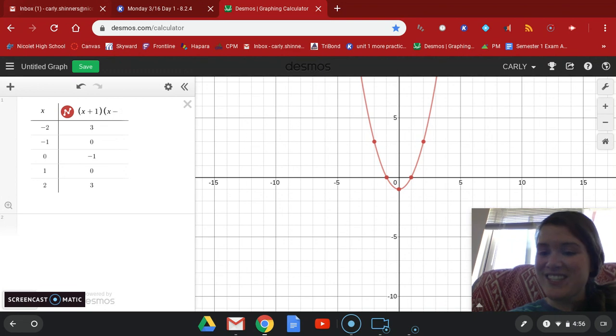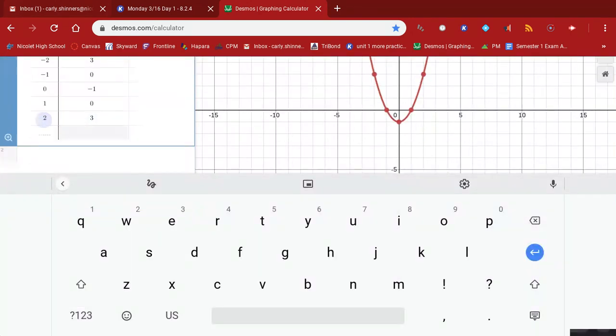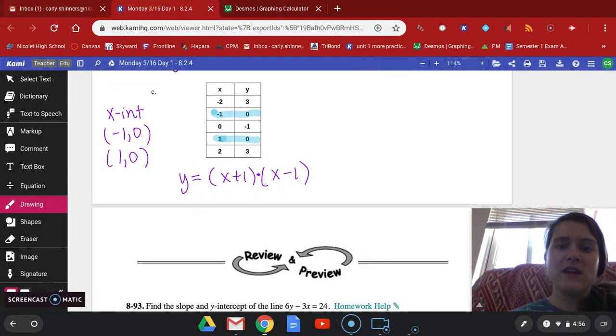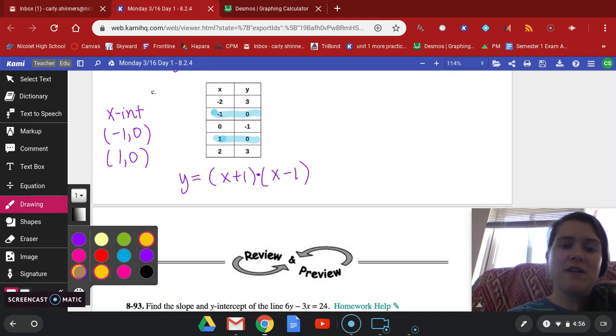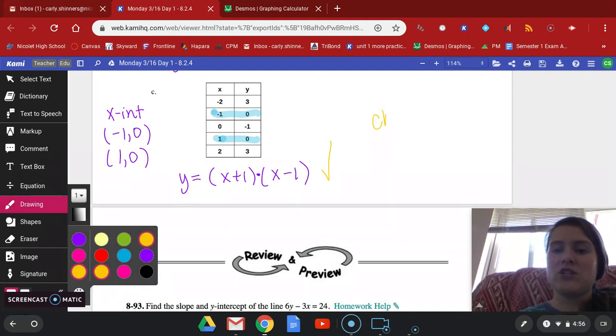And let's take a look at this table and make sure it matches the table that was given in the problem. So I see -2, 3, and 2, 3. I'm going to check for those points, and I see them. So check mark, and I checked by graphing.